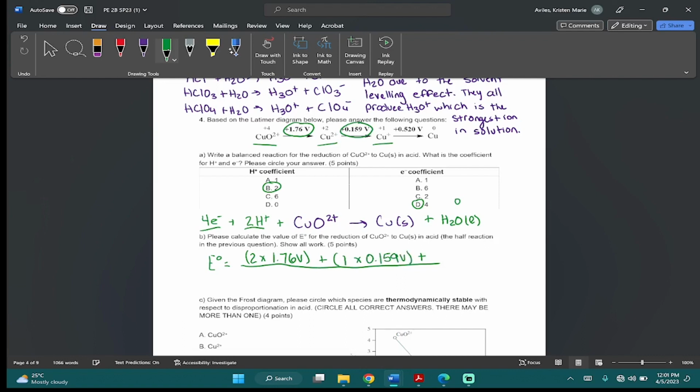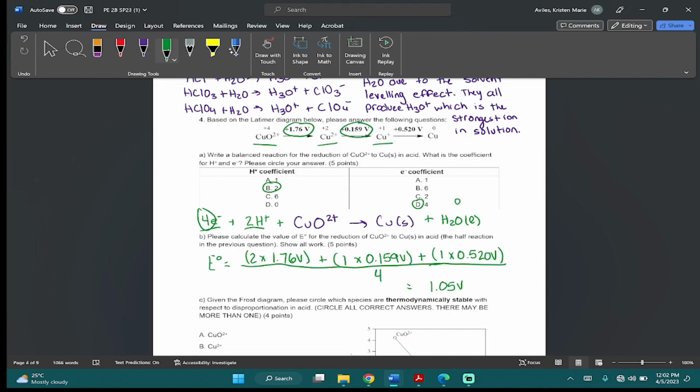And then copper+ to copper 0, that's also a transfer of 1 electron. So 1 times 0.520 volts. And then I'm going to put this all over however many electrons I transferred in total, and that's 4 electrons. Or you could just add up your numbers here, 2 plus 1 plus 1. So 4. Doing this math, I get a voltage of 1.5 volts. Sorry, voltage? Yeah, no, that is voltage.